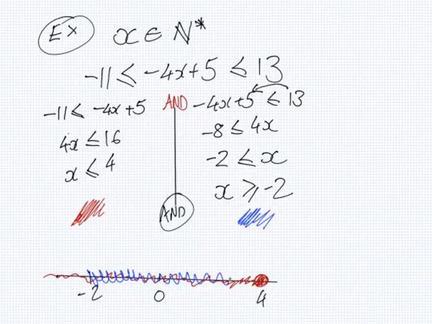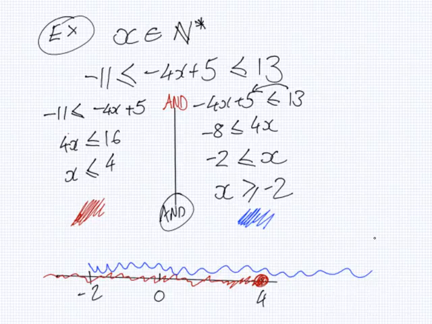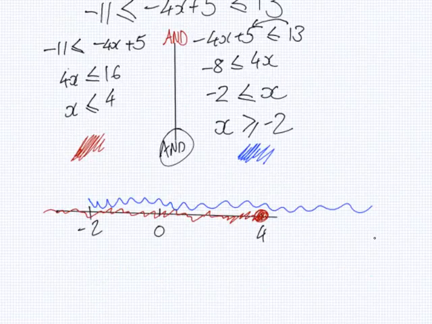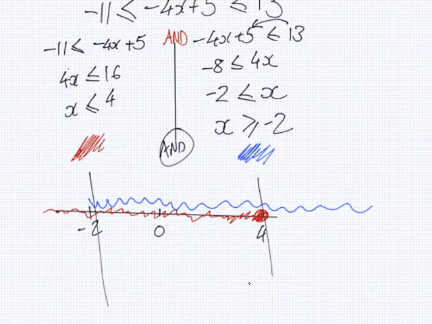So that's everything here. I'll put it on top actually. Now, you want "and". So that means you want both to be true at the same time. And the only way both red and blue can be true at the same time is here to here. So your final answer is x must be bigger than or equal to minus 2 and smaller than or equal to 4. That gives us the "and".